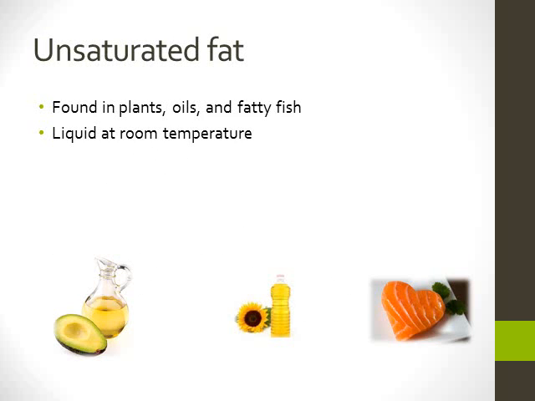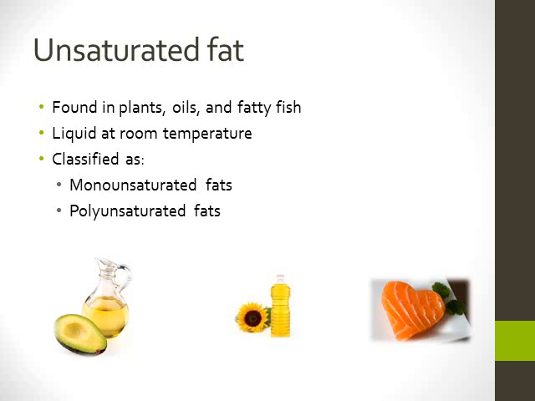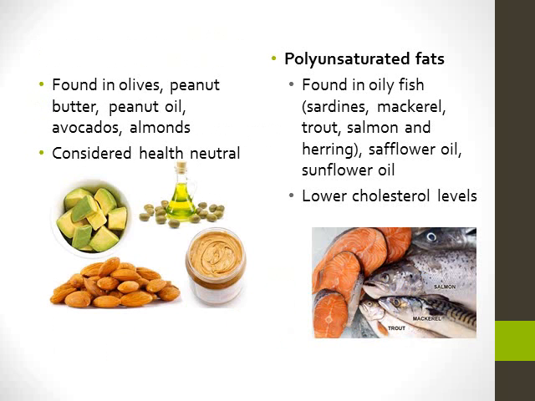When we look at unsaturated fats, these are found in plants, oils, and fatty fish. Generally, they're going to be liquid at room temperature. And again, they're classified as monounsaturated and polyunsaturated. So monounsaturated fats are found in olives, peanut butter, peanut oil, avocados, and almonds, and these are considered health neutral. So they don't have a negative effect on health, but they don't really have a super positive effect on health either. So really they're health neutral, but they are a better choice than our saturated fats.